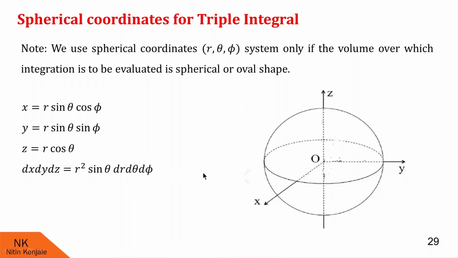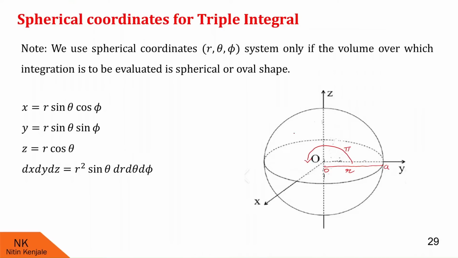For that, we draw this sphere. Modulus r varies from origin to radius a. So r varies from 0 to a. Now we rotate this string for angle pi to get this semicircle. So here theta varies from 0 degree to pi.